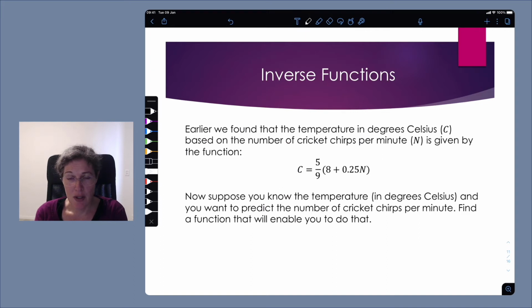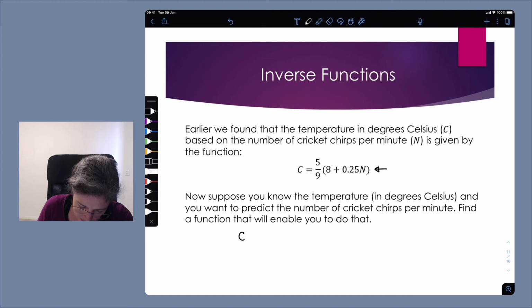So here we go. Can you take our equation, which we found earlier, this one, and convert it into an equation which tells you the number of cricket chirps given the temperature? Well, I'm pretty sure you can do that. You just solve for n in terms of c, because we've got c in terms of n, and we want to go the other direction. So let's just do that quickly.